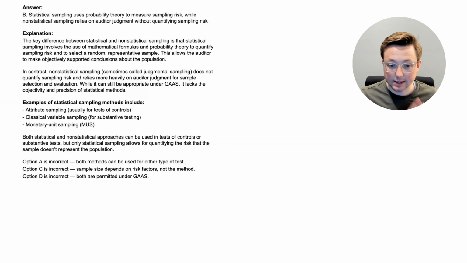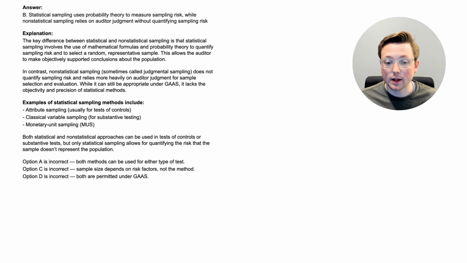So let's talk about examples of statistical sampling methods. Some examples would be attribute sampling. We talked about that quite a bit already, and that's usually for tests of controls. That's a statistical sampling method. Classical variable sampling is also a statistical sampling method if it's for substantive testing. And monetary unit sampling, or MUS, is also a statistical sampling method, and we're going to talk a little bit more about that. Sometimes it's called a different name. But again, those are usually statistical sampling methods, not non-statistical sampling methods.